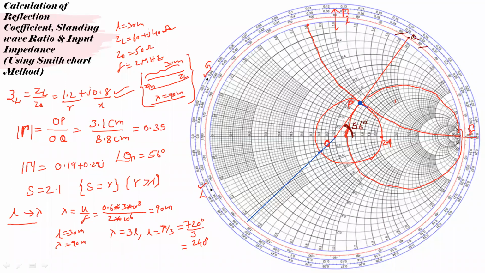Now I need to move from point P along the S circle towards the generator side. That is the clockwise direction, by how many degrees? 240 degrees. I have drawn this line to know how many degrees we have covered. If I move along the circle, it is exactly opposite, which is covered by 180 degrees. Out of 240 degrees, 180 has been covered. Still, I need to move 60 degrees.